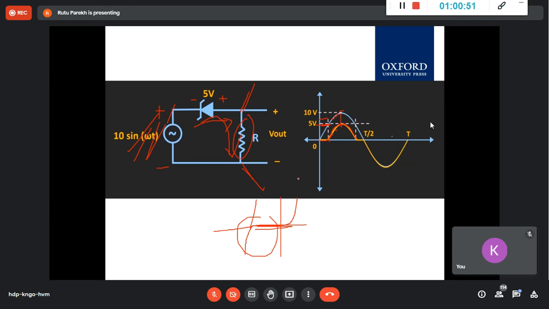Yes, and tell me, Mohit, for the negative half. Ma'am, my name is Mudit. Mudit. Yes. For the negative cycle, the diode will be forward biased, so it will pass all the values of current. Very good, right?